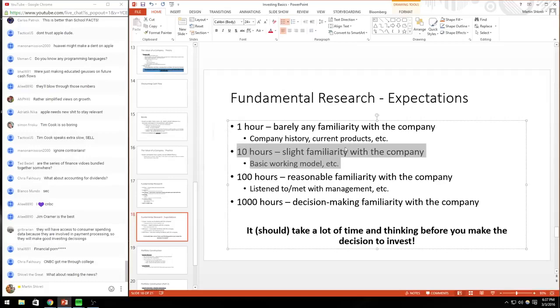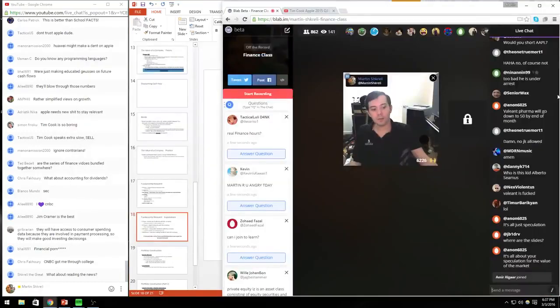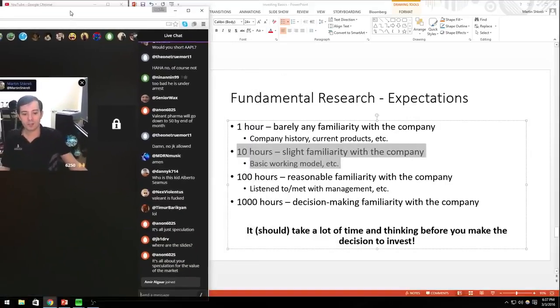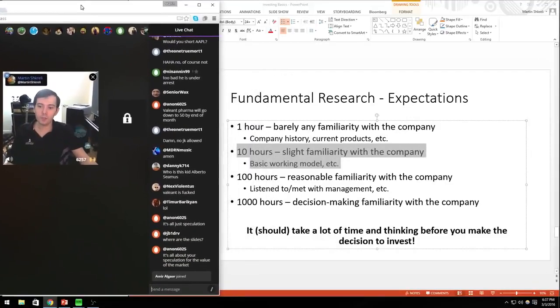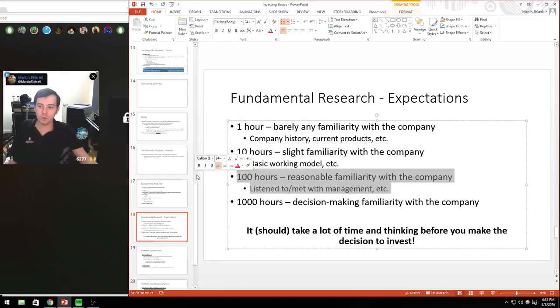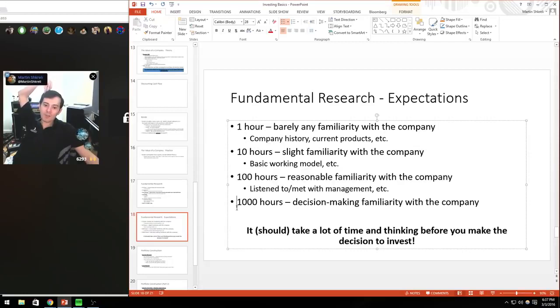10 hours, you can have a slight familiarity with the company, a basic working model, a place to go to next. For 100 hours, you could have reasonable familiarity. You've listened to or met with the management of the company, hopefully several times. And I think after 1,000 hours of work, you can actually make a decision. Somewhere between 100 and 1,000 hours.